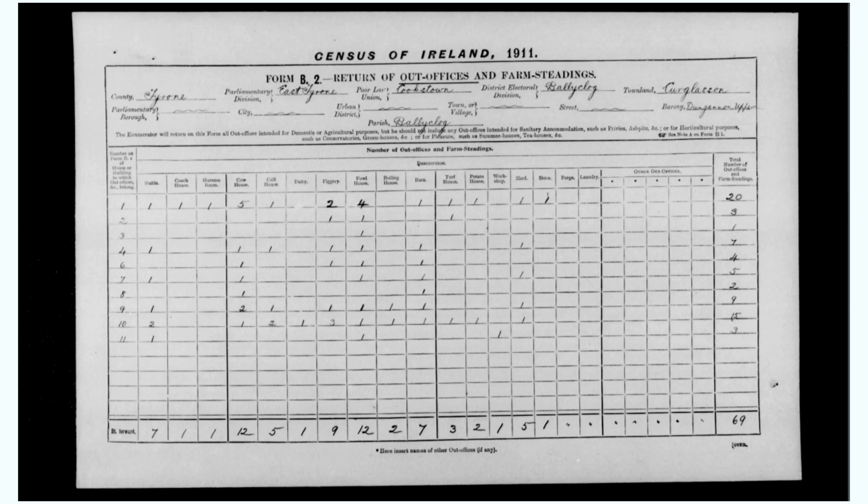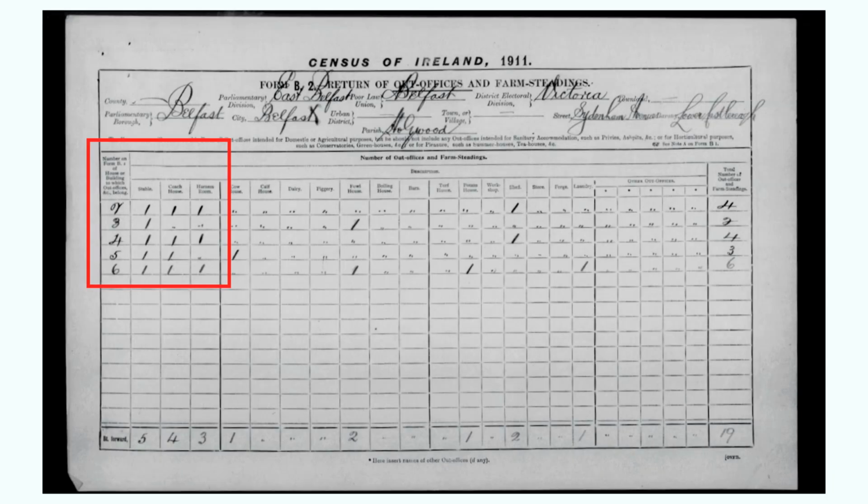Looking at the form from rural Craglasson, all but one of the inhabited properties had outbuildings. Of those that did, almost all had fowl houses, and most had barns. Only the largest house, Craglasson House or the American House, had a coach house and harness room.